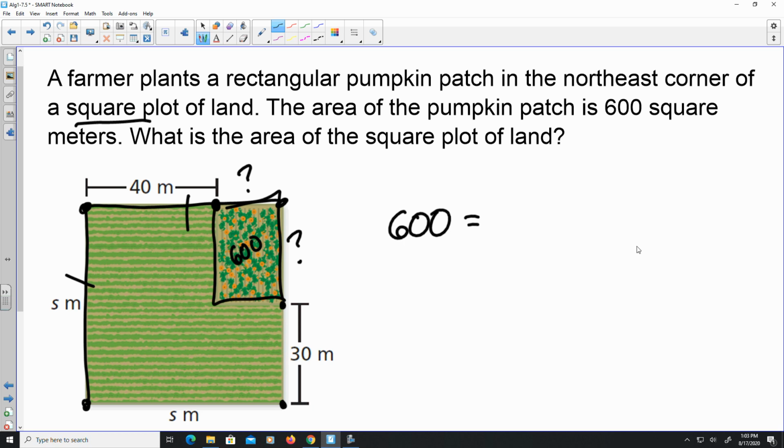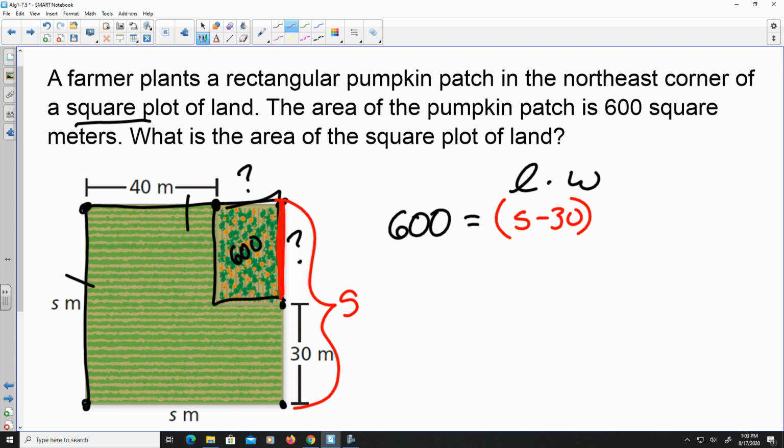And I know that the area of a rectangle is length times width. So if I look at the length, even though I don't know what it is, this whole thing is S. And to figure out what this is, I'm going to say this is S minus 30, times, again, I don't know what this is here either, but it's going to be S minus 40.